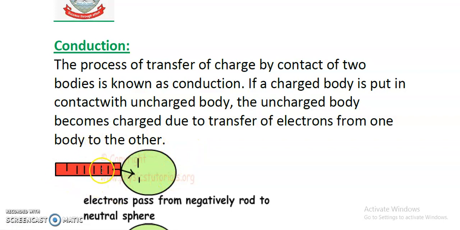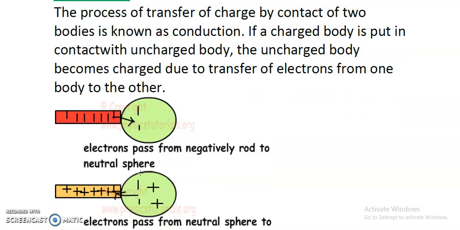If the charged body is negatively charged, like this rod, and this negatively charged rod is kept in contact with this uncharged sphere, the negative charges will be transferred to this uncharged sphere. Since electrons or negative charges are transferred to this sphere, it will have an excess of electrons and will become negatively charged. Okay, here also we can see the transfer of electrons takes place. Let us see another example.